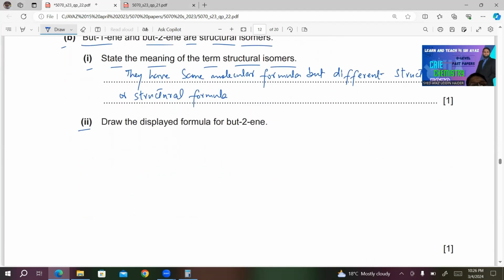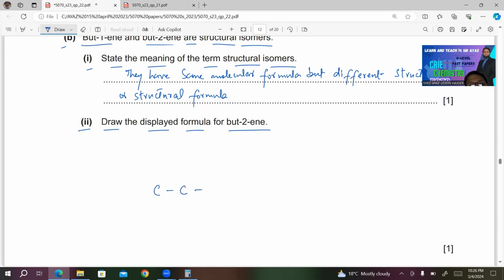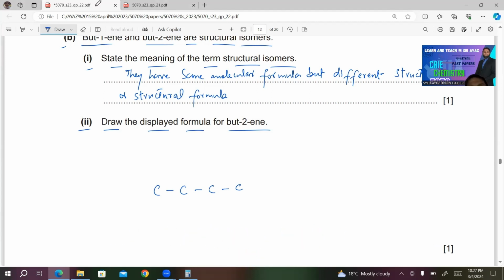Part 2. Draw the displayed formula for butene. There must be 4 carbon atoms in butene. 1, 2, 3, 4. And there is a carbon-carbon double bond on the second carbon. Whether you start from the right-hand side or left-hand side, you have to place the double bond between the 2 middle carbon atoms. 1, 2, 3, 4. So it must be having a double bond.